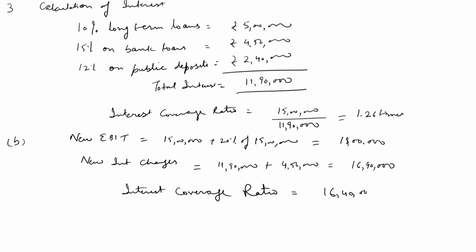So now our new interest coverage ratio is 18 lakhs compared with the 16,40,000. So 18 lakh divided by 16,40,000 comes to 1.09 times. It shows that our profits are sufficient to pay off the interest on fixed interest charges borrowings.